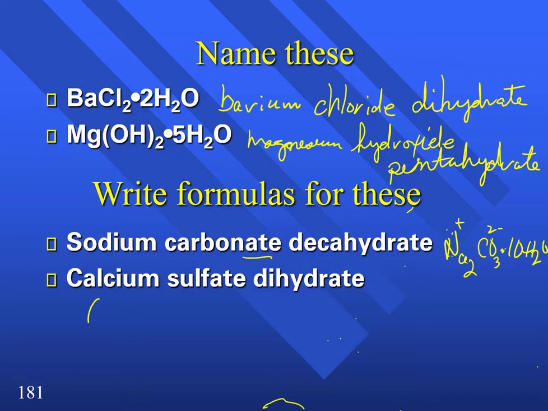Well, calcium is Ca, it's 2 plus. Sulfate, SO4, 2 minus. Adds up to 0. It's calcium sulfate dihydrate, dot 2H2O.